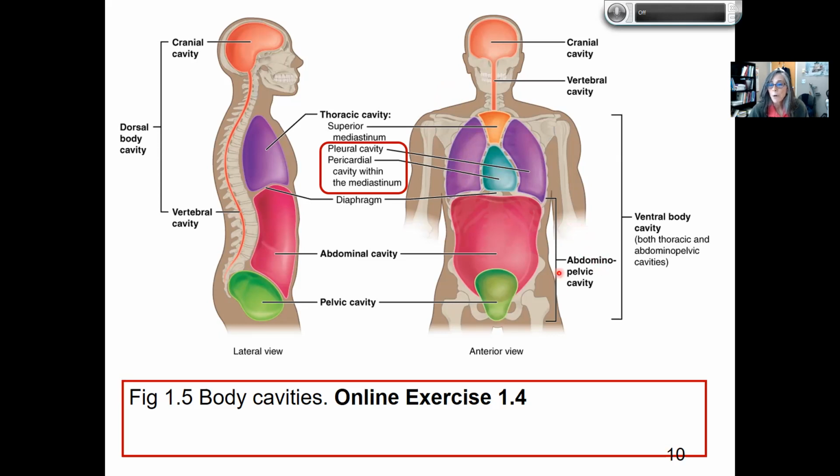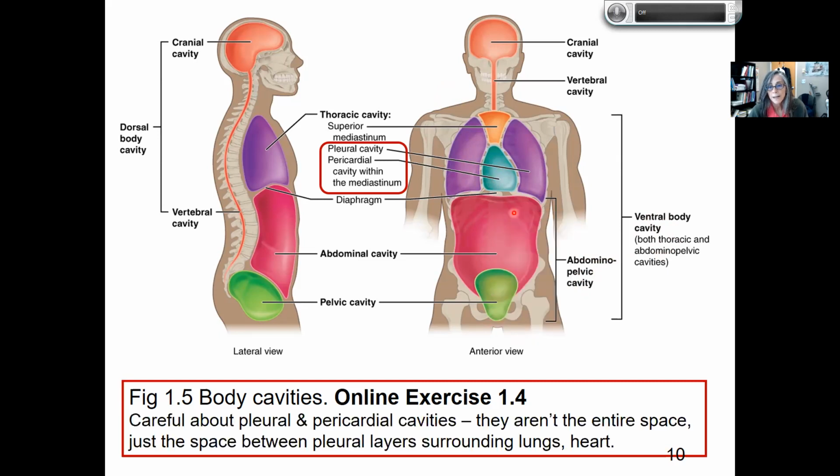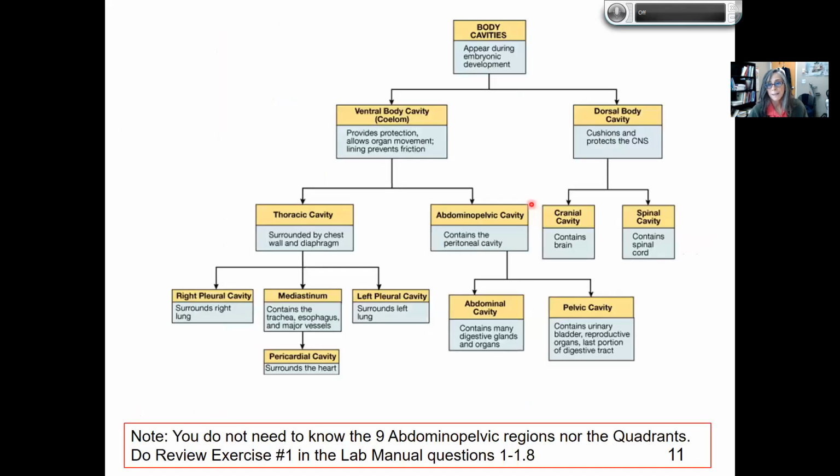Now we have our abdominopelvic cavity. The ventral cavity is divided into the abdominopelvic cavity, which is further divided into three parts. You don't see the third one here, but you have the abdominal cavity, the pelvic cavity, and you also have the perineal cavity. I do think I show it in the next one. Do I have it in this one? It's in your book and in the lab manual.